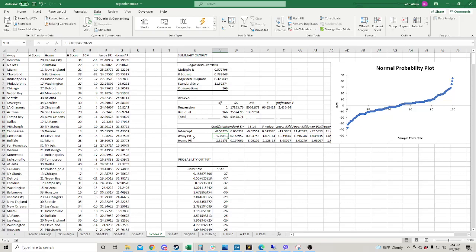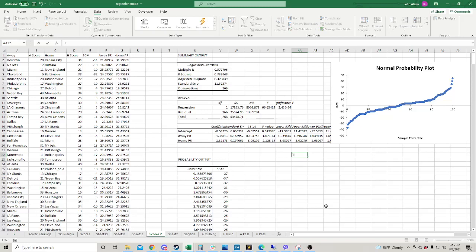Now, this is saying the away team, for every point of power rating, they can expect to gain 1.36 points or 1.37 points in scoring margin. And conversely, they lose 1.35 points in scoring margin for every increase in the home team's power rating. Okay, so how would we figure out now what the potential margin should be for a team based on these statistics for two teams playing each other?